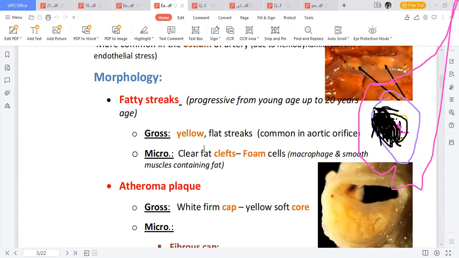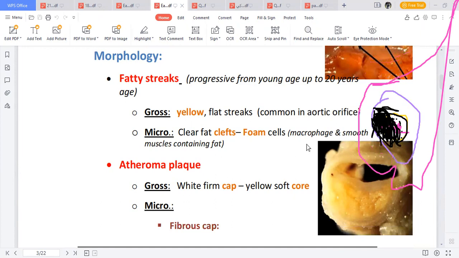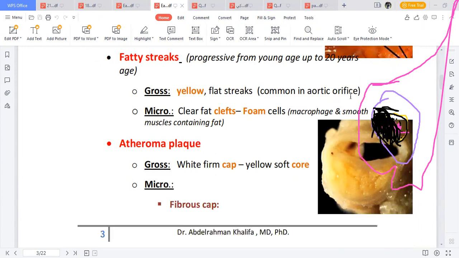And then the gross, what do you see? Gross appearance of the fat streak. It's yellow, like I mentioned, and it's flat, and it's common in the aortic orifice, in the openings of the aorta there. This is the commonest site. These are MCQs. If you did apply to CVS, you would have appreciated this so much.